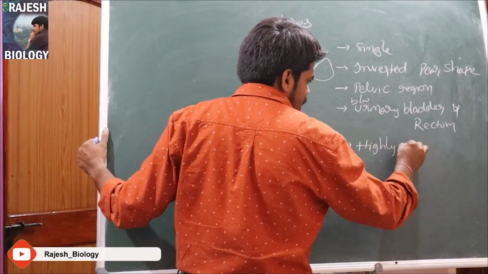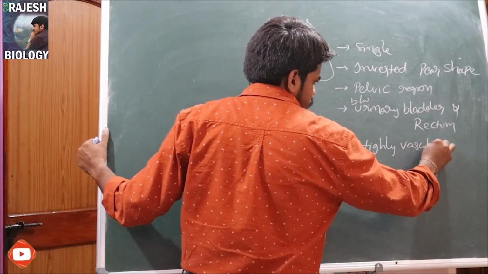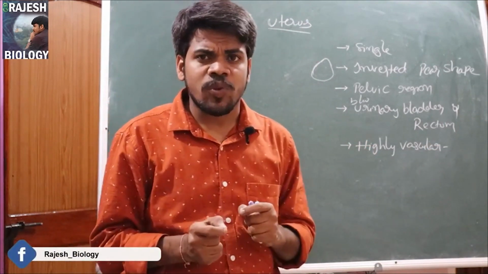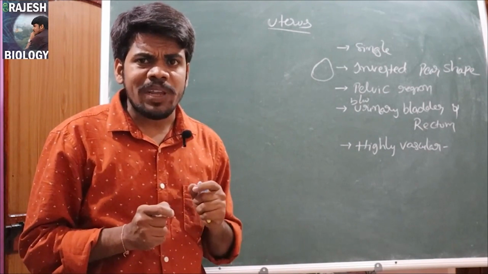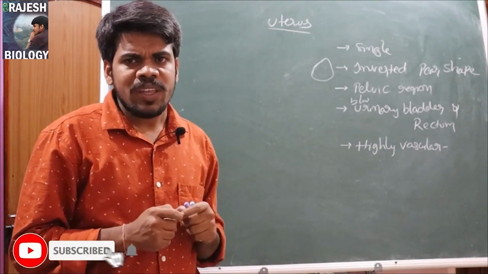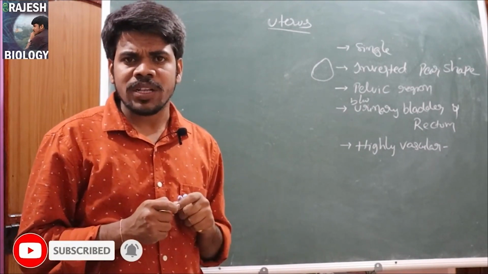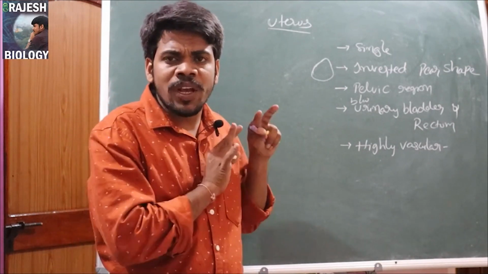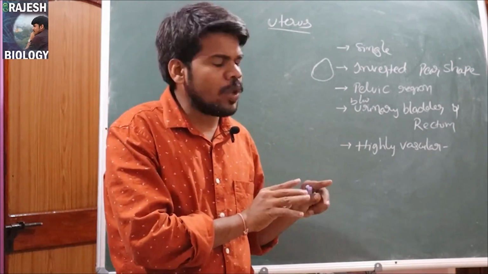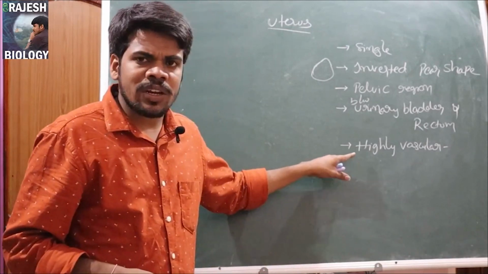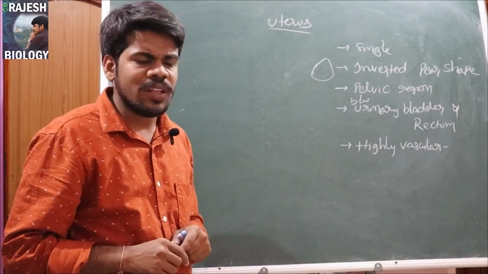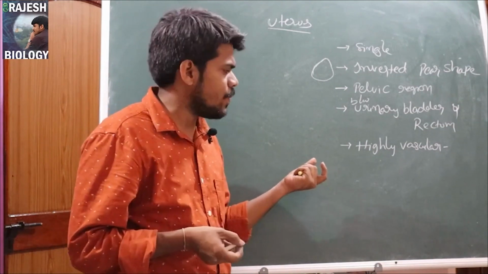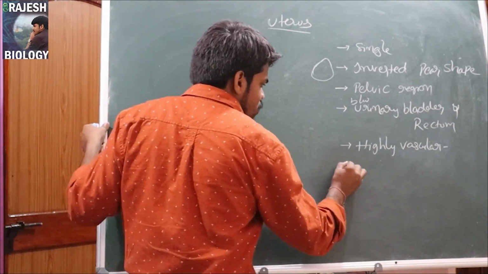Why is it highly vascular? If the ovum gets fertilized, it should be implanted in the uterus only. After implantation, it should get nourishment from the uterus. So to give nourishment to the embryo, it should be vascular. That means it is the site of implantation and the development of the fetus. And it is muscular.